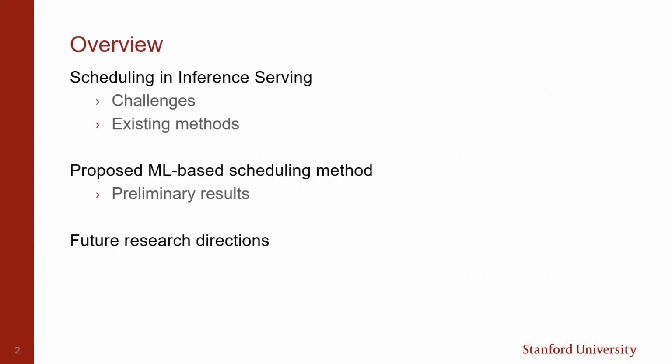Let me give you an overview of what we'll be talking about in the next few minutes. First, I'll talk about scheduling and inference serving. I'll introduce some challenges in interference-aware scheduling for inference serving systems and go over some existing methods. Next, I'll go over our proposed machine learning-based scheduling method and show some preliminary results. Finally, I'll introduce some future research directions in interference-aware scheduling for inference-serving systems.